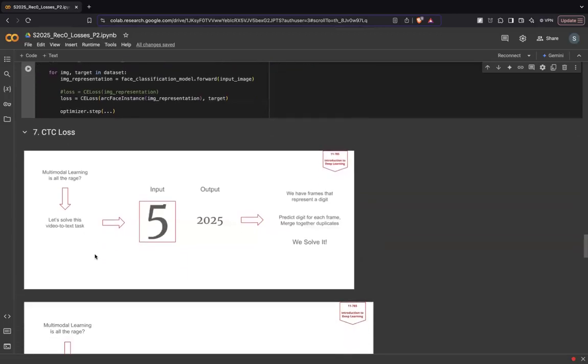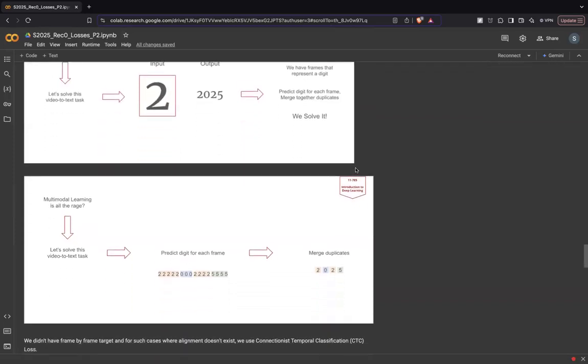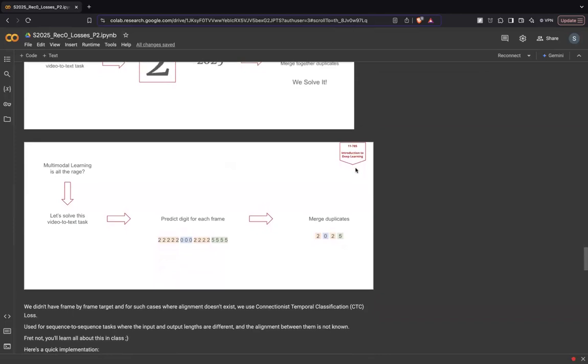So now let's go over the last one, that's CTC loss. Imagine a multimodal learning task where you're given a video where each of the frames of the video contains a digit, and we need to predict what is the actual number that's contained within this video, right? Now, we do not know what is the exact digit contained in each frame. We do not have the target for that. We just have the total final output, right? So our task is to predict the digit for each frame, which we do not really know what it's going to be. So in such cases, connectionist temporal classification loss comes in handy.